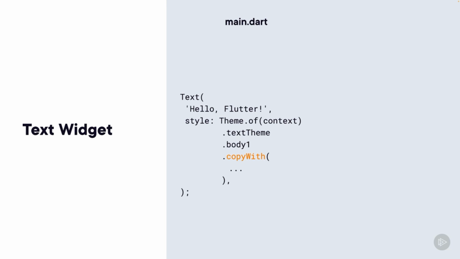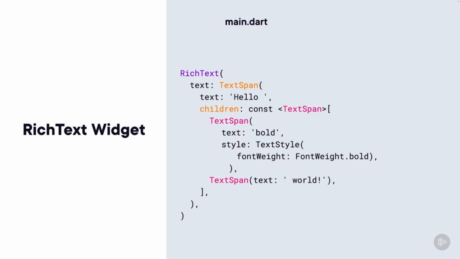You can use copyWith method to modify specific properties of a text style derived from the application's theme. All right, so when you need to display text with multiple styles, that's where the RichText widget comes into play. In this example, we're using TextSpan to apply different styles to portions of the text. Here, the word bold is displayed in bold, demonstrating the flexibility of RichText for complex text formatting. All right, enough theory. Let's now go ahead and see all of them in action in a demo.